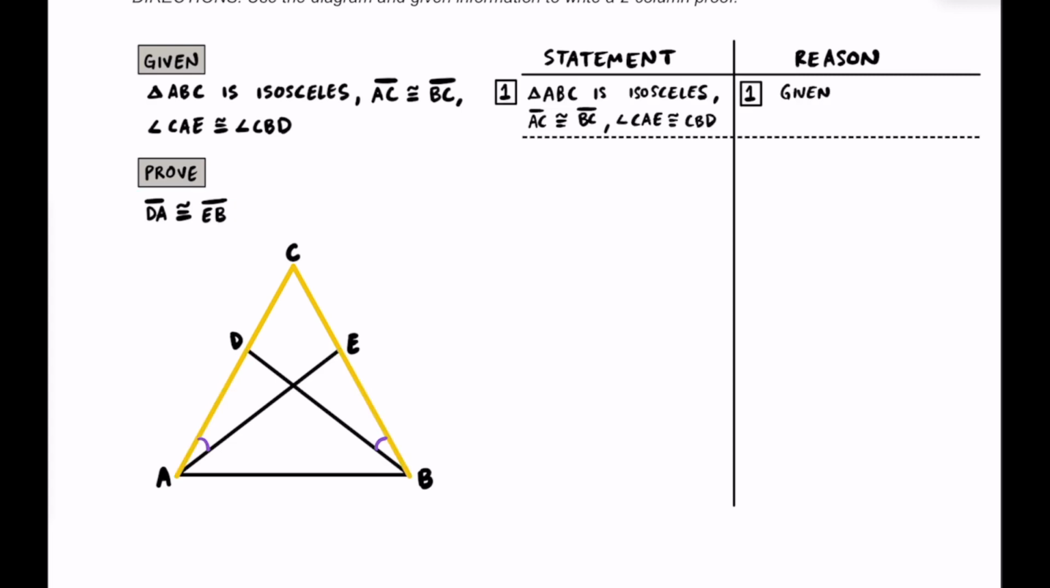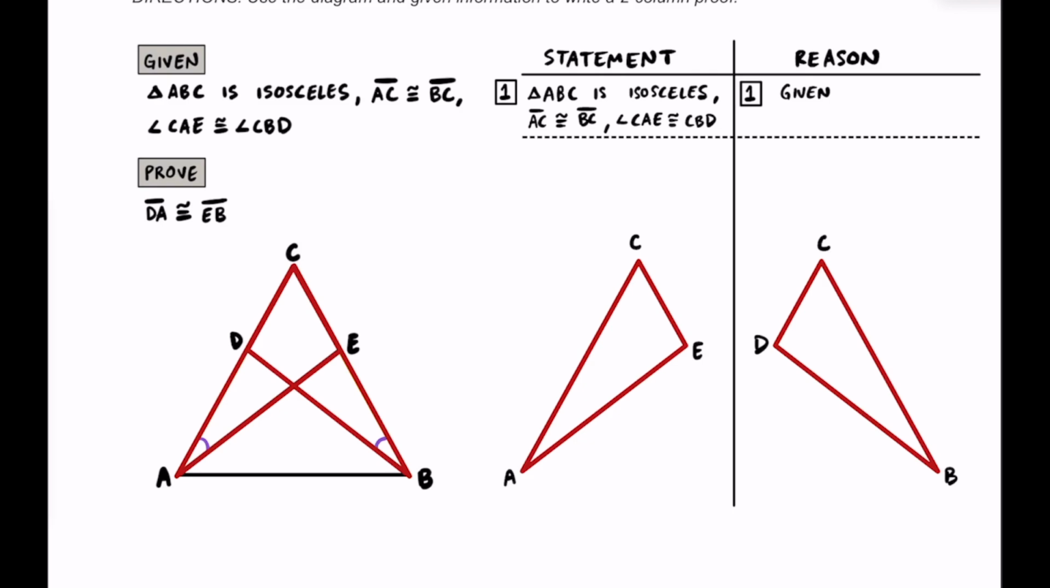Alright, so for statement 1, I'm just going to go ahead and put all that given information. And what I think I want to do here is I think I'm going to want to try to prove that this triangle ACE is congruent to this triangle of BCD. Now I think it's helpful to look at these two triangles on the side, so feel free to pause the video and sketch them out yourself so you can kind of see what I'm looking at.